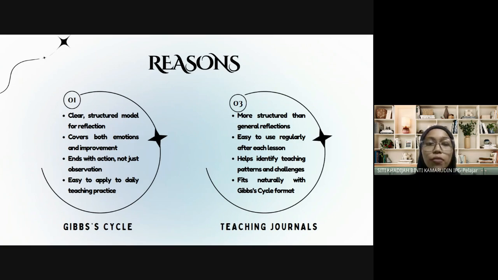provides a clear structure for reflecting, just like I said previously, not just on what happened, but also on how I felt, what worked, and how I can improve something from that. How can I improve a few areas? And then Gibbs cycle also balances both the emotional and practical aspects of teaching. Most importantly, it ends with an action plan, which is like the solution that I have to implement for the next class, pushing me to apply what I've learned to future lessons.